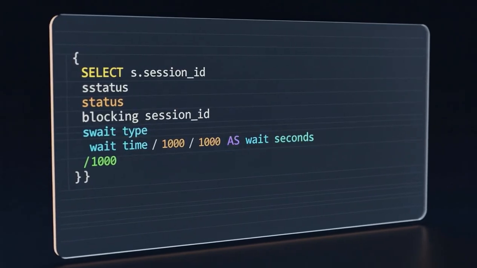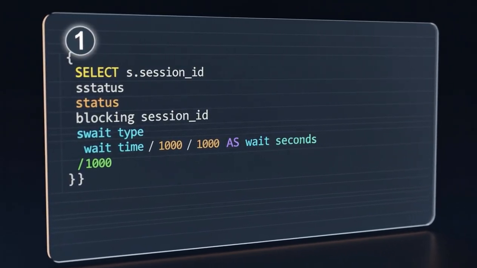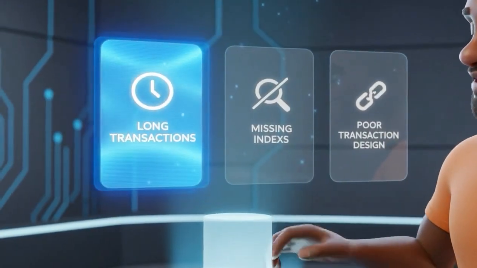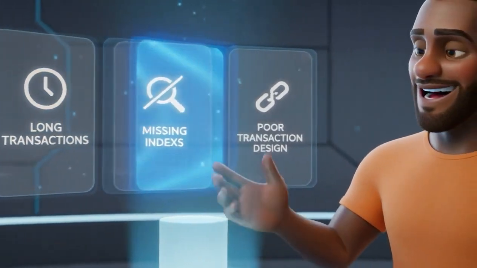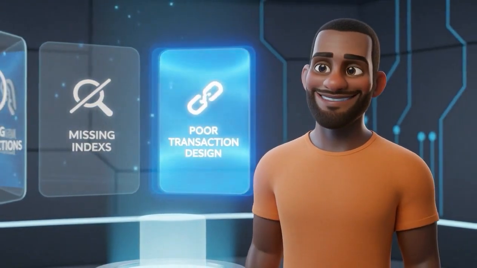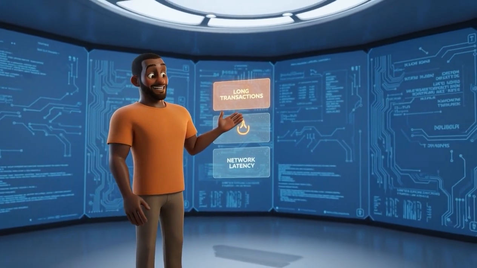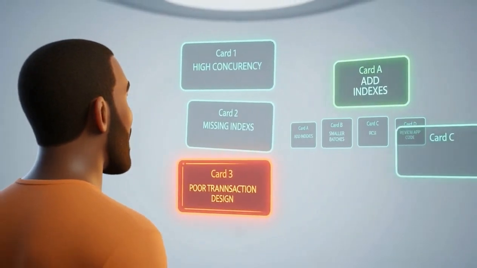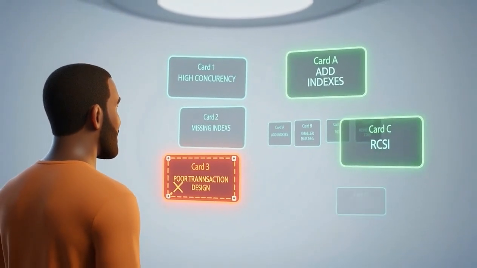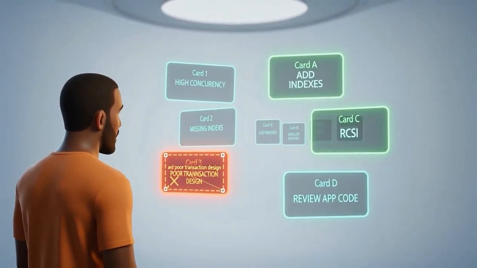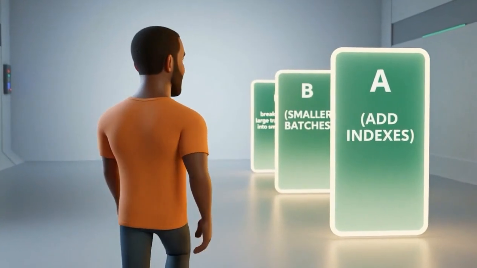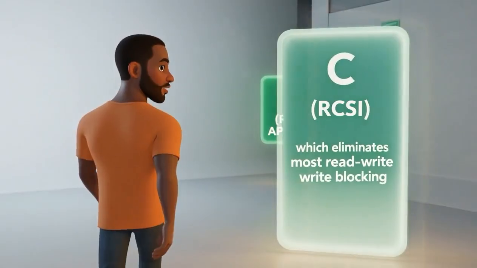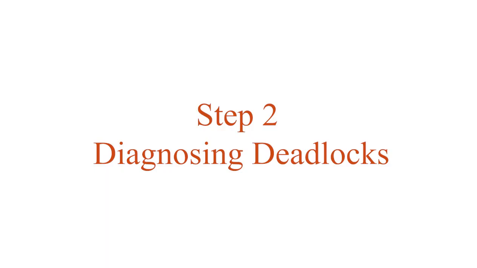When you identify a blocking chain, the first thing to understand is what the blocking session is doing. First, let's address these long transactions. Next, we'll optimize the missing indexes. Finally, we can redesign the transaction logic for extended periods. Missing indexes scan large portions of a table while holding locks, and poor transaction design where work is done outside the transaction boundary unnecessarily. Solutions include adding appropriate indexes to reduce lock duration, breaking large transactions into smaller batches, using Read Committed Snapshot Isolation, which eliminates most read-write blocking by using row versioning instead of locks.